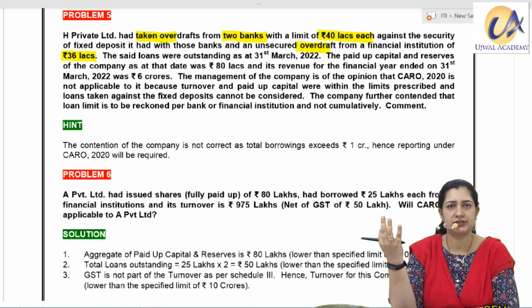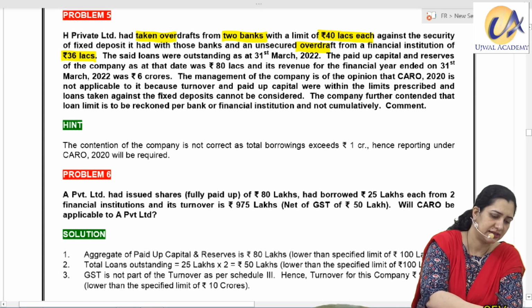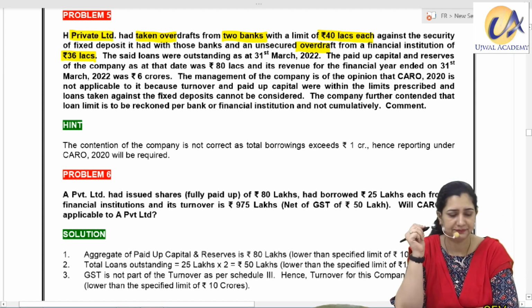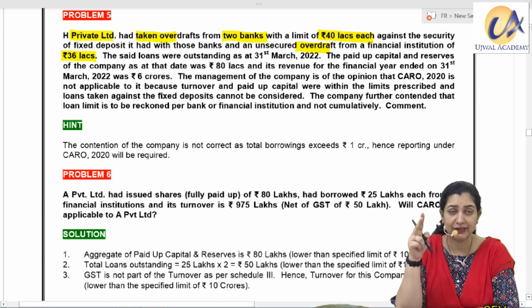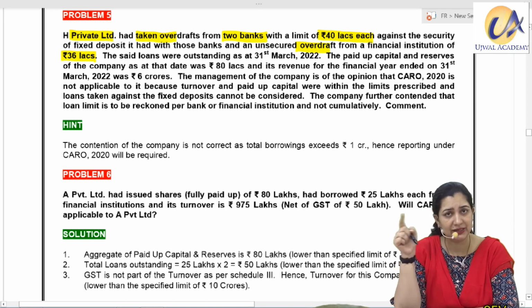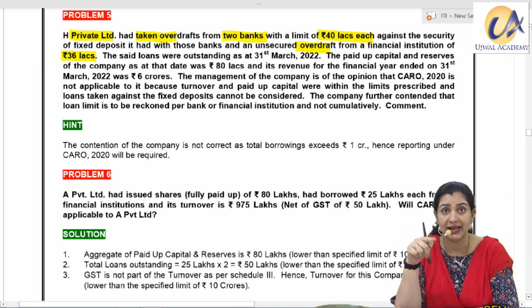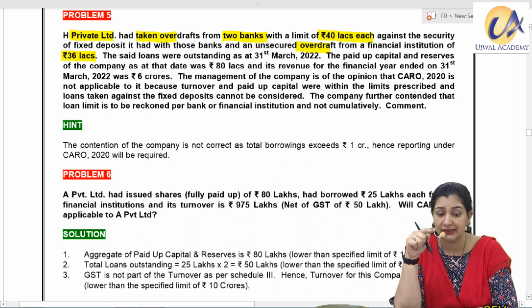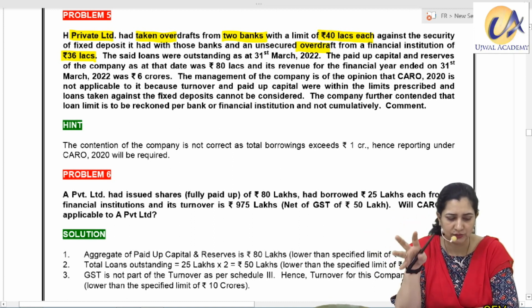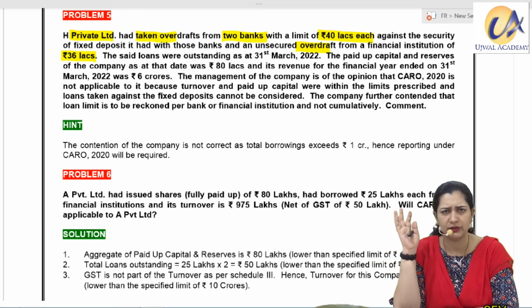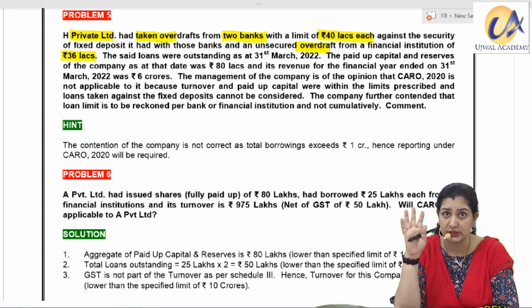So 3 conditions for private companies. First thing I checked, it is a private company. 2 banks, they have taken 40 lakh each overdraft. Will it be counted? Yes. 40 lakh, 2 banks, each. So it will be 80 lakh plus 36 lakh, another overdraft from a FI, financial institution. So they have crossed 1 crore in loans.